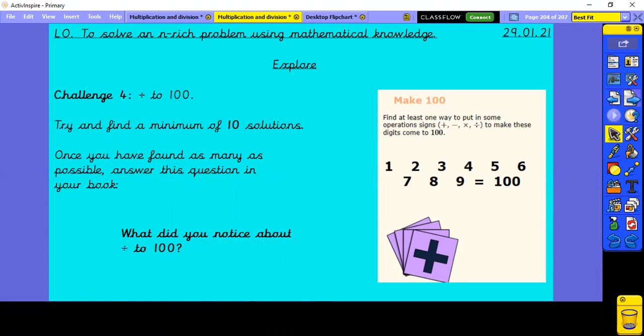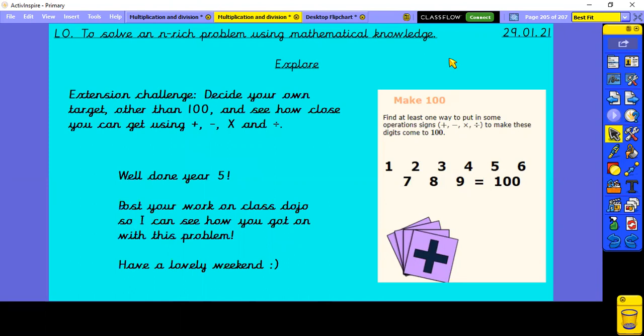Okay, and now we're on to our last challenge, challenge 4, which is dividing to 100. And we've just done division, so you should have it fresh in your memory for this challenge. Again, you can only use each digit once, and your answer needs to be 100 using division. So try and find a minimum of 10 solutions, and once you have done this, answer the question in your book, what did you notice about dividing to 100?